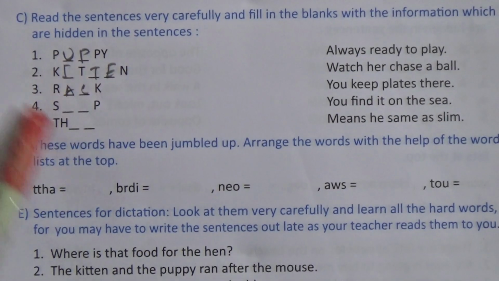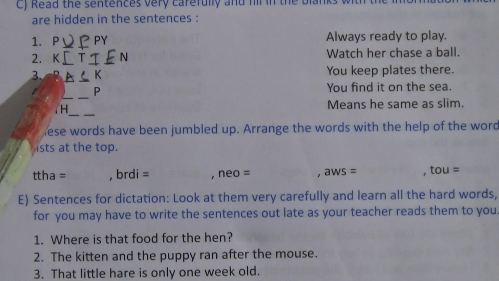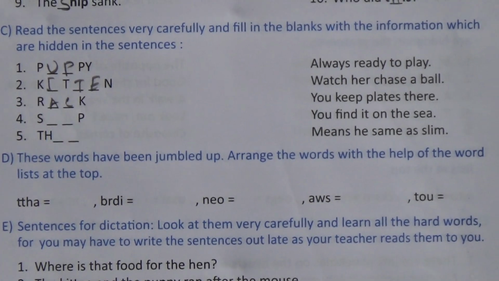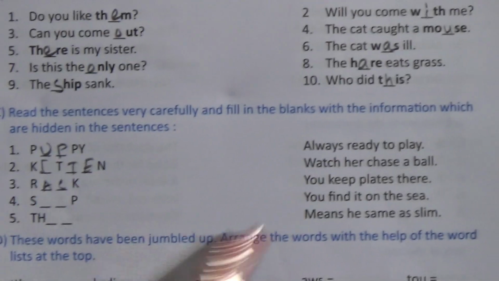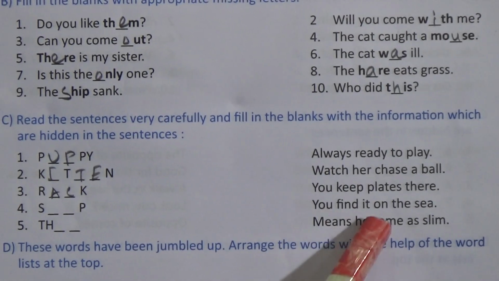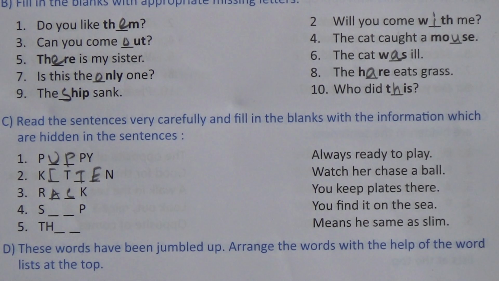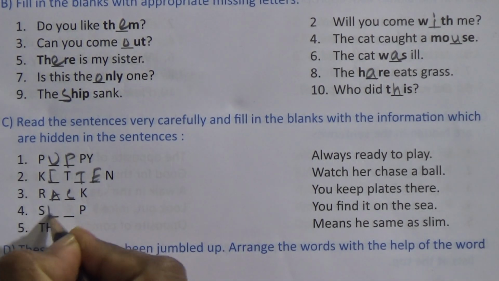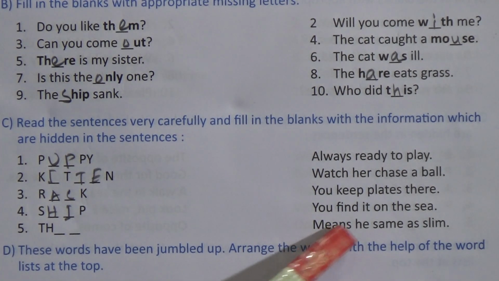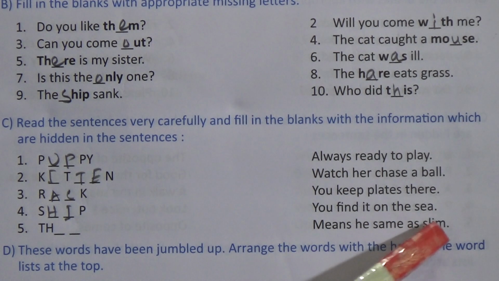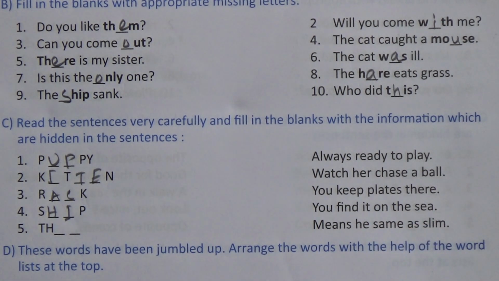Although all the letters beside the gap are in capital letters, you also will have to use capital letters here. So number 4, you find it on the sea. What do you find on the sea? Ship. Number 5, gap means the same as slim. So it would be thin.